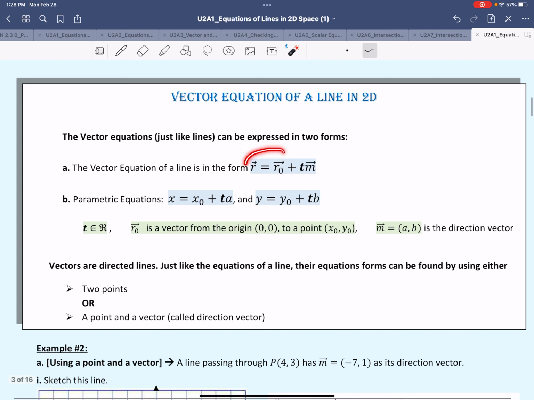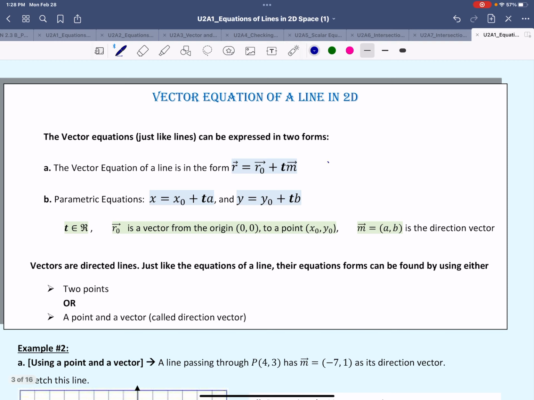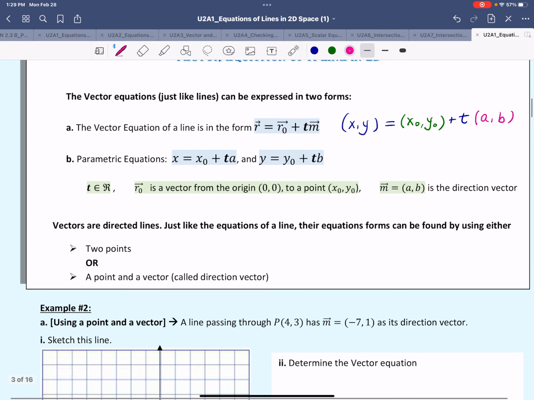Recall that we just learned the vector equation of a line in the form r equals r0 plus tm, and by using the coordinates we can write the same thing in the form (x, y) equals (x0, y0), so x0, y0 are the coordinates of the starting vector, plus t, which is a scalar multiplying the direction vector with coordinates a and b. And from here we also derived the parametric equations: x equals x0 plus at, and y equals y0 plus tb.